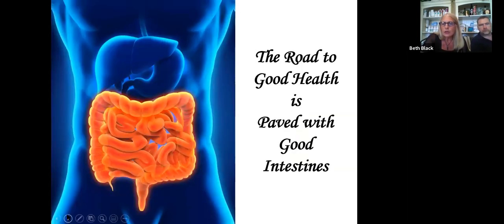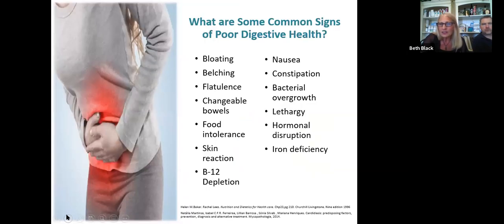But the road to good health is paved with good intestines. I know it's good intentions, but today it's good intestines because everything starts in our gut. If our gut is not healthy, and I'm not going to go through this slide, you can just look down here. These are all different signs of poor digestive health. If you have any of these things going on, it's going to affect your immune system because your immune system is tied directly into your gut. It's all one and the same.